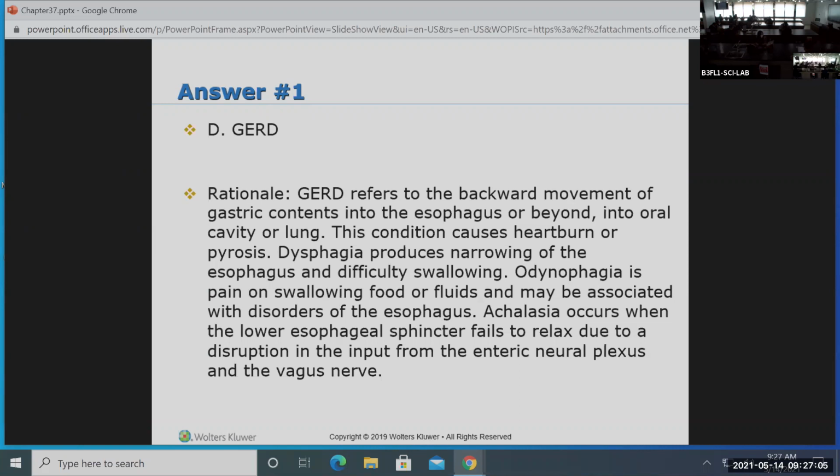Achalasia occurs when the lower esophageal sphincter, the LES, fails to relax due to disruption in the input from the enteric neuroplexus and the vagus nerve. So the lower esophageal sphincter is supposed to relax, and that lower esophageal sphincter is not relaxing. That's why I'm having trouble passing my food from the esophagus into the stomach.